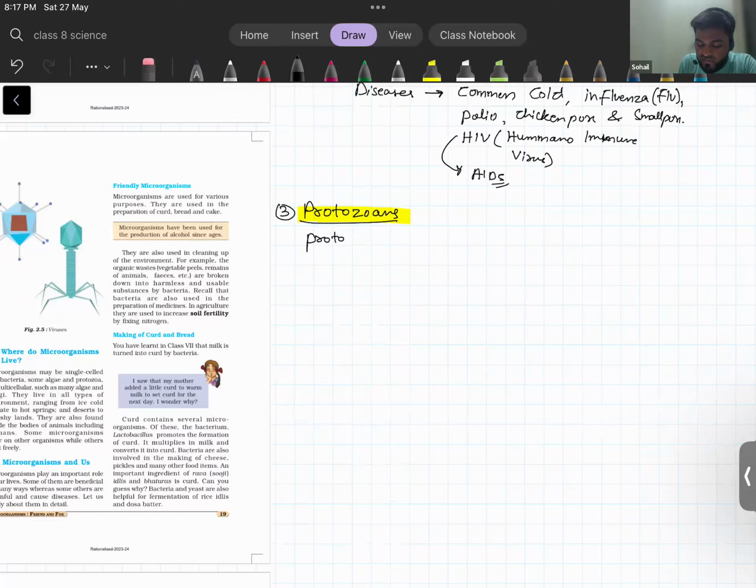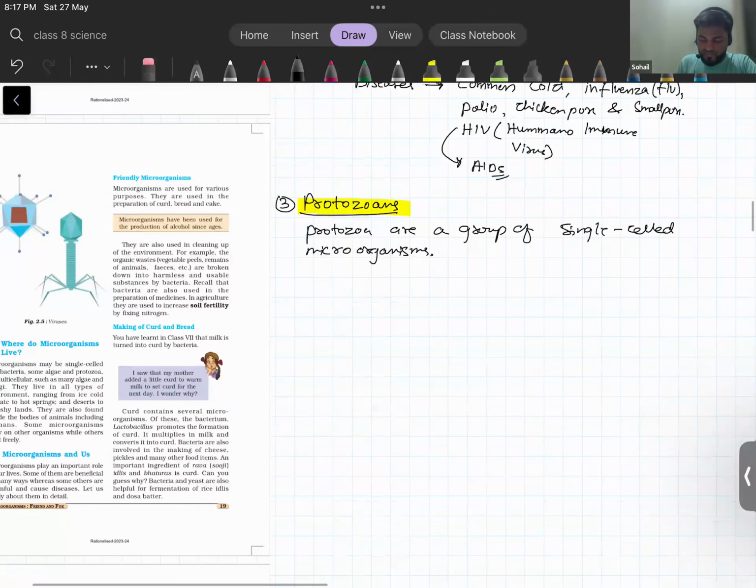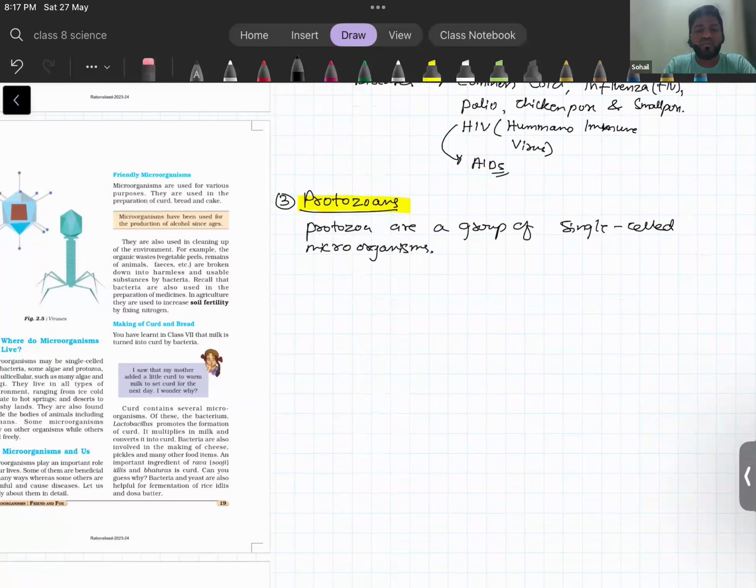So we say that protozoa are a group of single-celled microorganisms. Protozoa are animal-like. Like algae, how they exist in groups, protozoa also exist in groups.